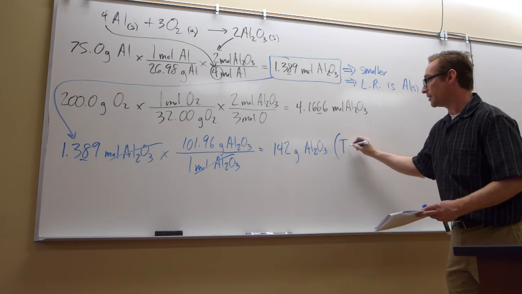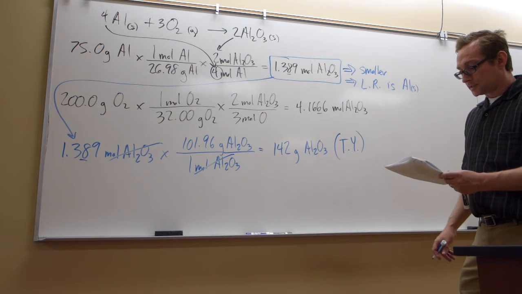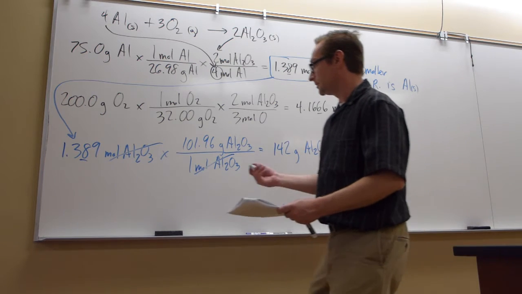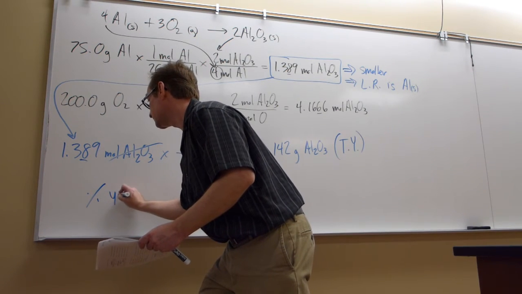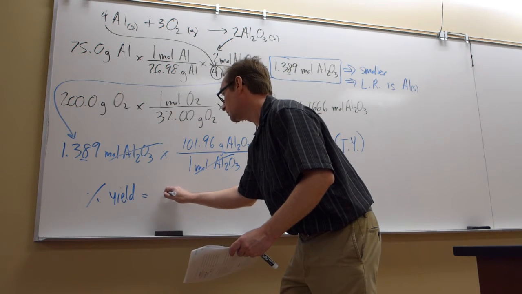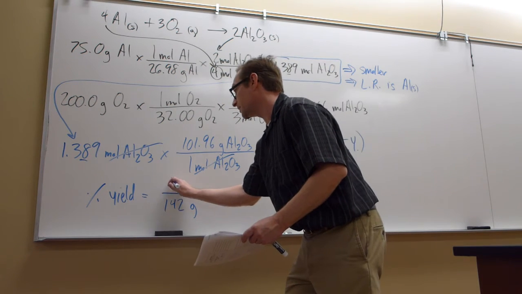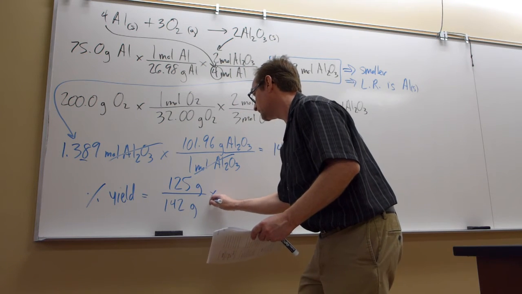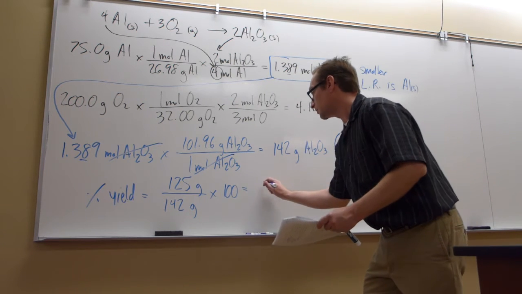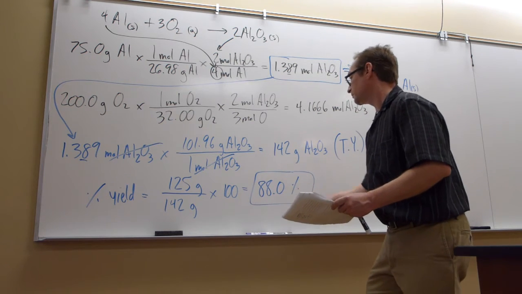So this is our theoretical yield. It's what we should produce. It tells us in the problem that 125 grams of aluminum oxide are produced. So percent yield equals some number divided by 142 grams. 125 is what it gives us. So we have 88% yield.